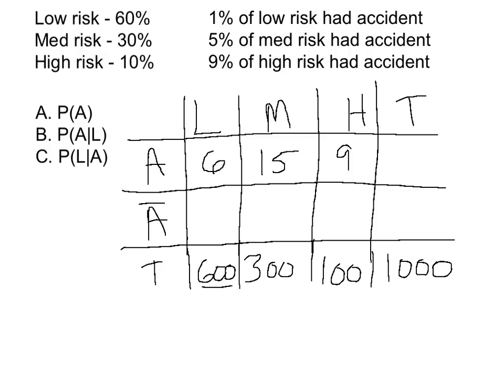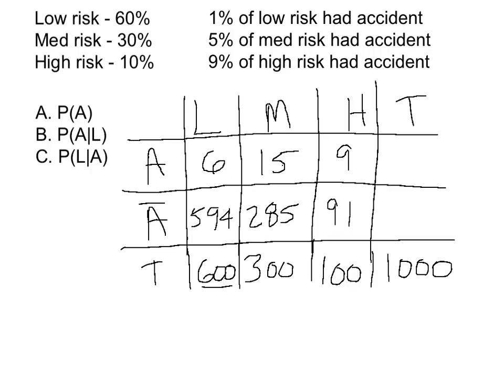Then that leaves 594 for this cell, because the low risk insurees either had an accident or didn't have an accident that was reported. It would leave 285 here. 15 plus 285 is 300. And then we'd have 91 here. 9 plus 91 is 100.